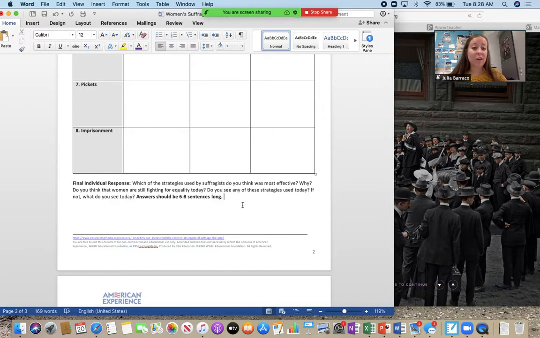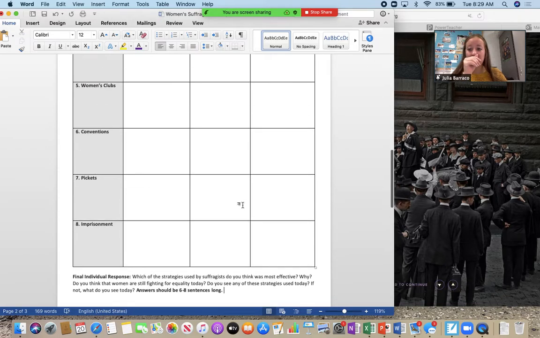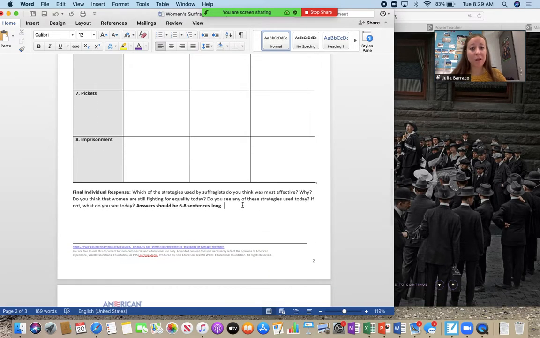Do you think they use these strategies, or what else do you think they use? So do you still see women using the strategies you looked at, or do you see them doing something else? So I want you guys to compare what you see on this website of women fighting back then to what you see today, and how it looks the same and how it looks different, okay? Do you get that? I know it might be confusing, but just 6 to 8 sentences total, okay, on your answer to those questions.